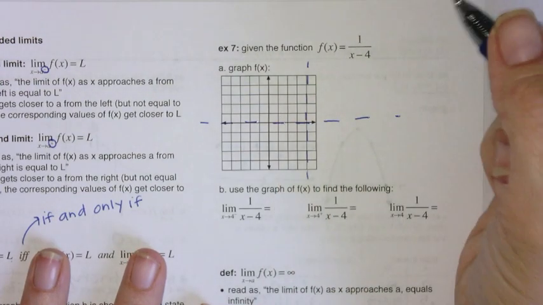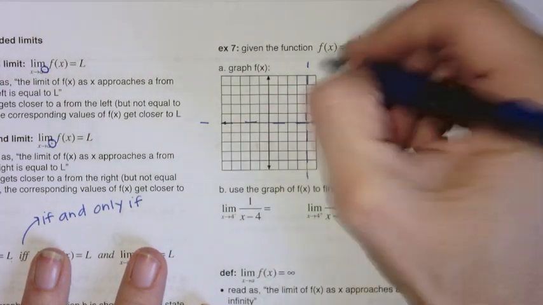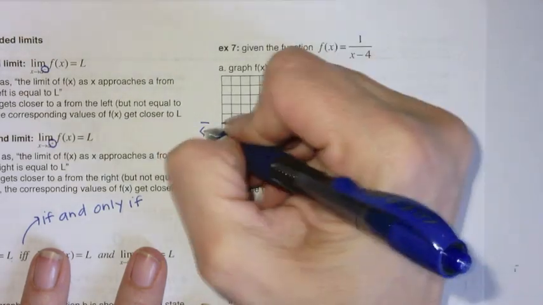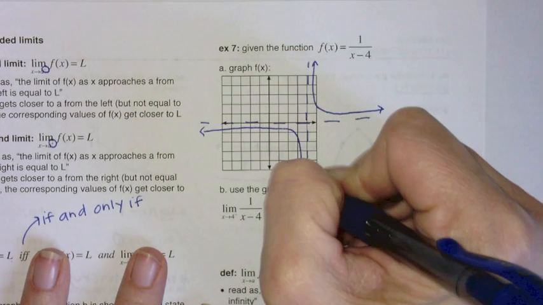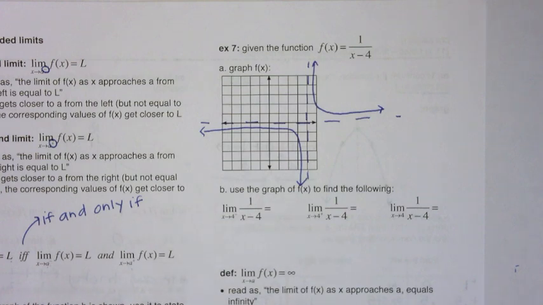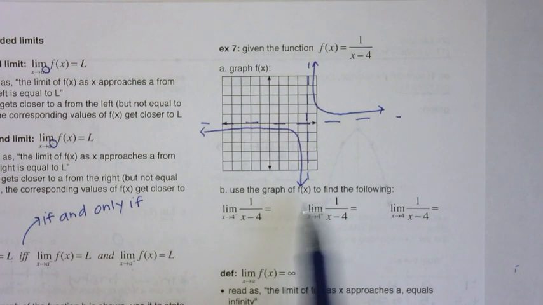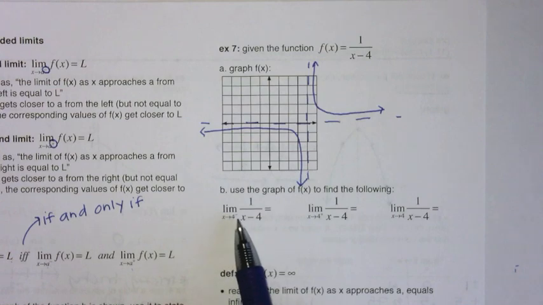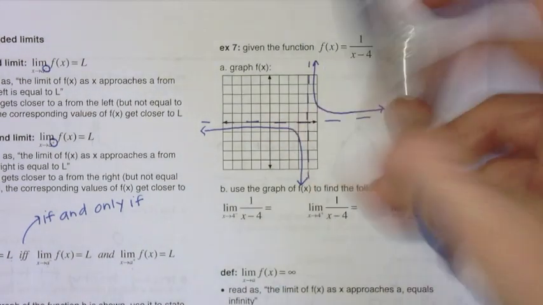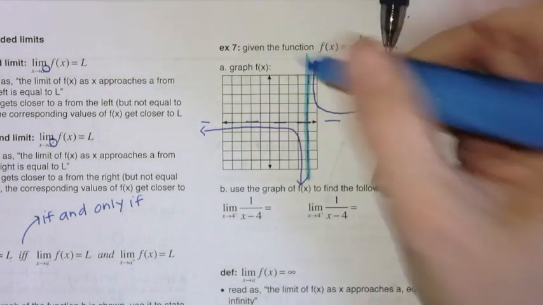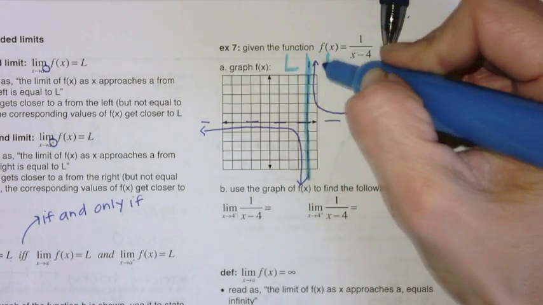Has another asymptote right here. And then these graphs like to coast along their asymptotes. So this one kind of looks like that. I'm sure you guys remember these from Algebra 2 or Math 3 if you took the honors route. So use the graph of f of x to find the following. The limit as x approaches 4 from the left. So here's 4. It's this line right here. Here's 4. This is the left. This is the right.